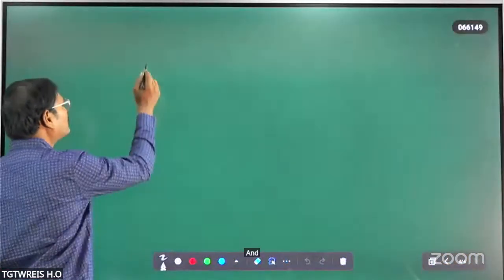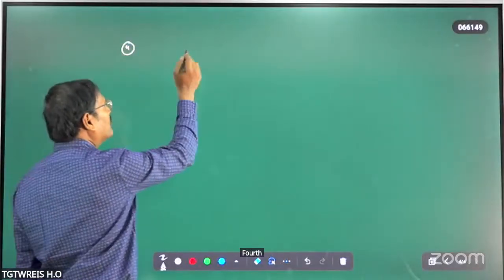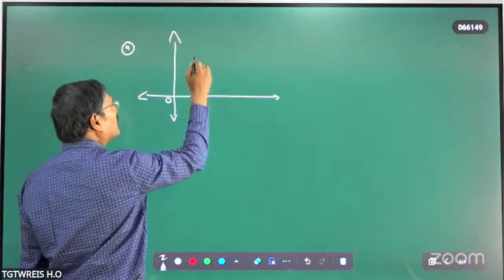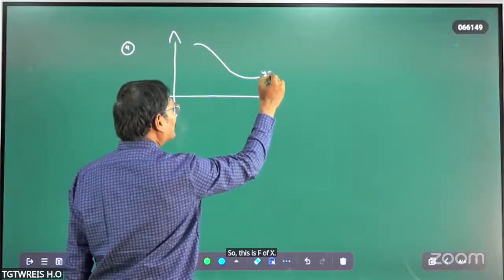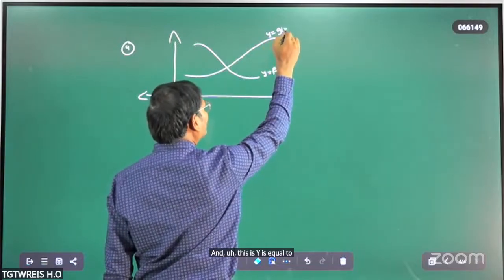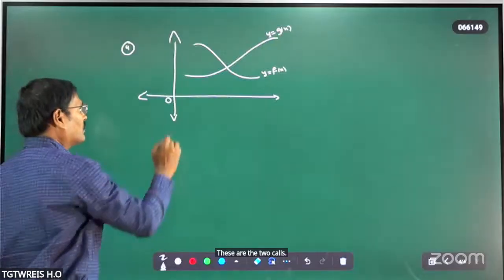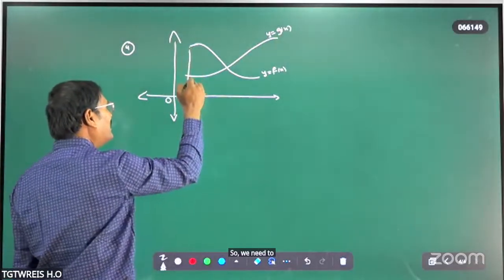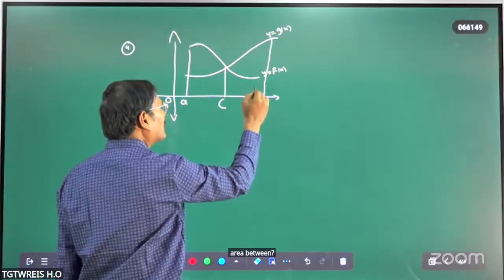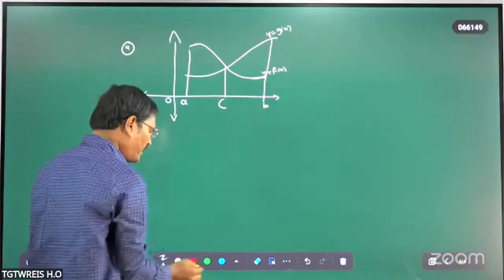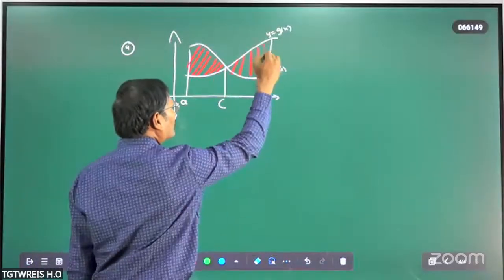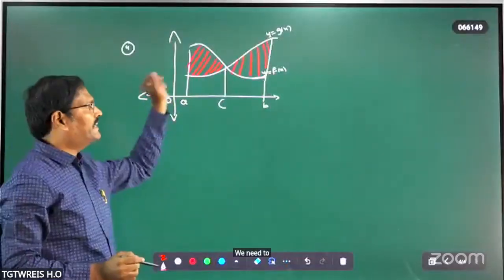And next, the fourth case. Suppose this is y is equal to f of x, and this is y is equal to g of x. These are the two curves. So we need to find the area between these two curves. We need to find this shaded region area.